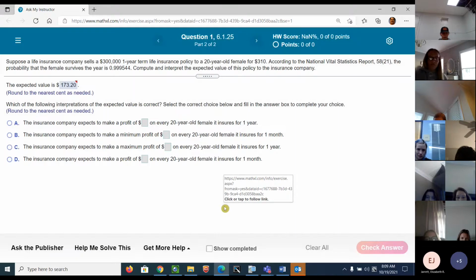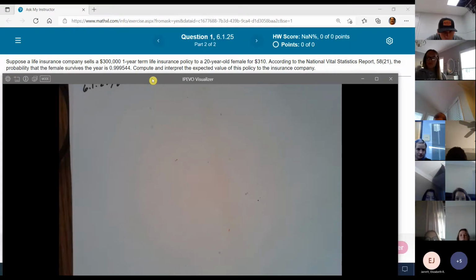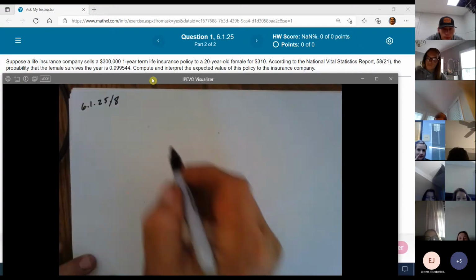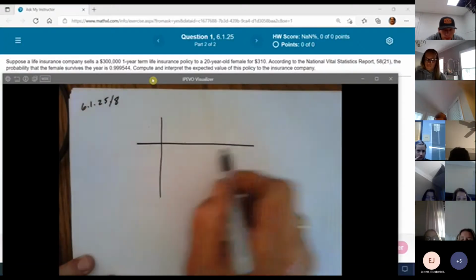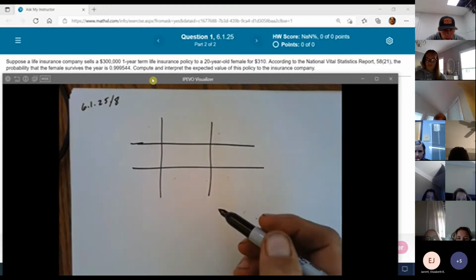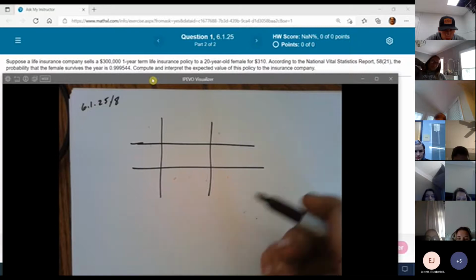Oh, this is the life insurance policy. 6.1, 25.8. You've got a life insurance policy, and it looks like from the insurance company's view, you have to form a table. It doesn't matter really how you do it.